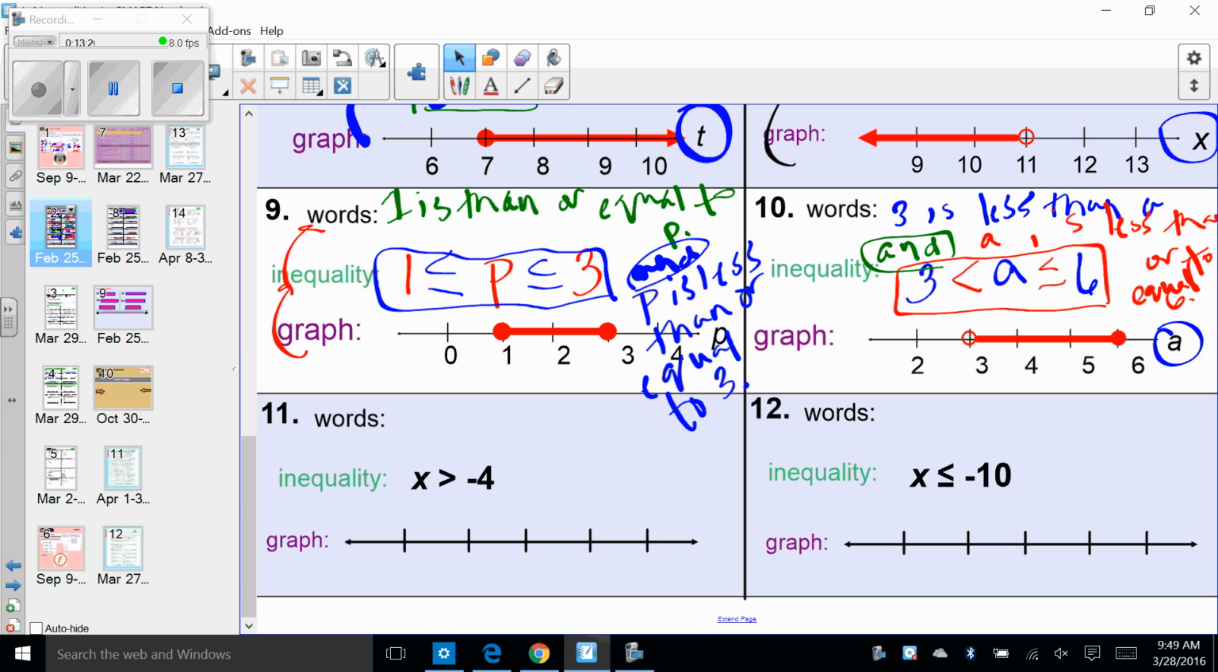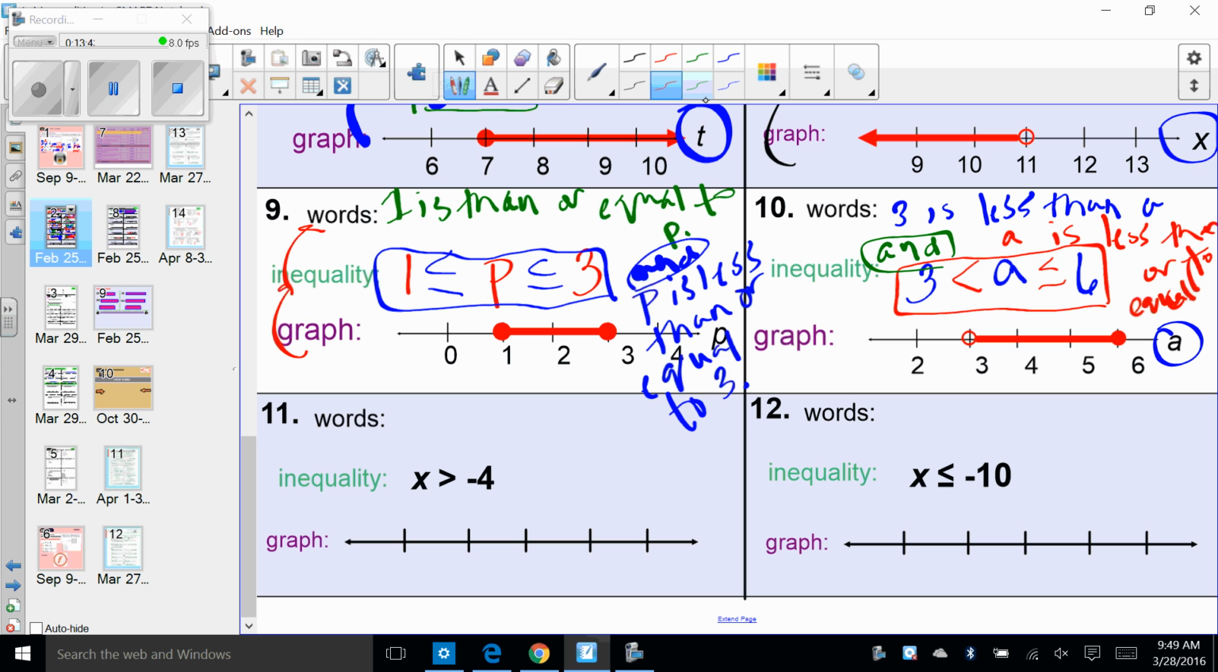Now, I know it's really hard to read what I just wrote on the screen. I apologize for that. I'm trying my hardest. But it says, again, working left to right there, 3 is less than a, and a is less than or equal to 6. All right. Let's finish this up, guys. We have 2 more left in the summary. Now, if I'm going way too fast, it's your job to pause the video. You work at your own pace. I know I'm a fast talker, so that's where that pause video comes in handy.